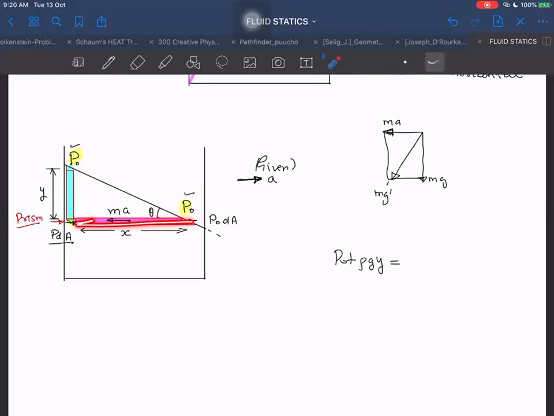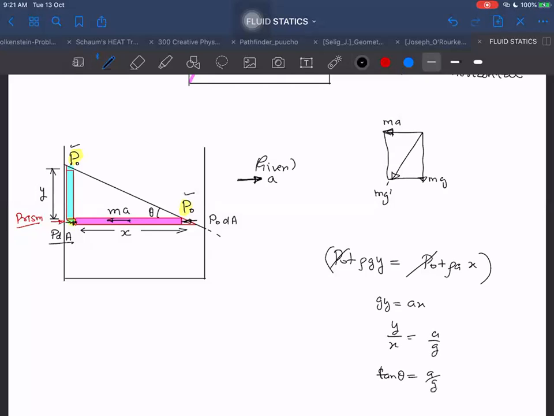Similarly, it is also another kind of depth. We can say it is depth according to the pseudo force. So I can say here it will become P naught plus rho A into X. Then what do we get finally? By this we are able to get some relation. I think G Y equals A X. But I know that Y upon X is tan theta. Tan theta is equal to A by G. So what is the acceleration coming out to be? G tan theta.